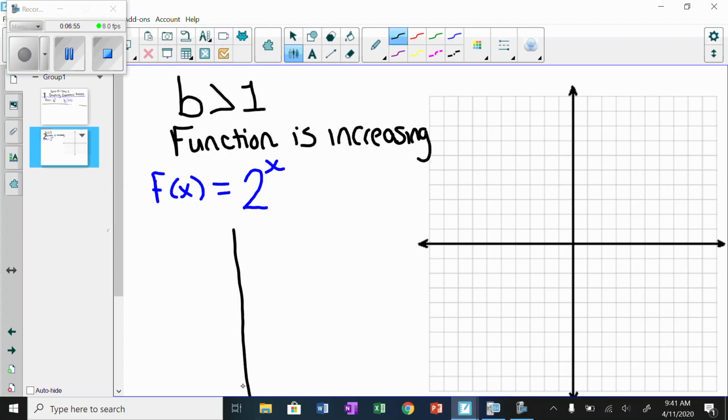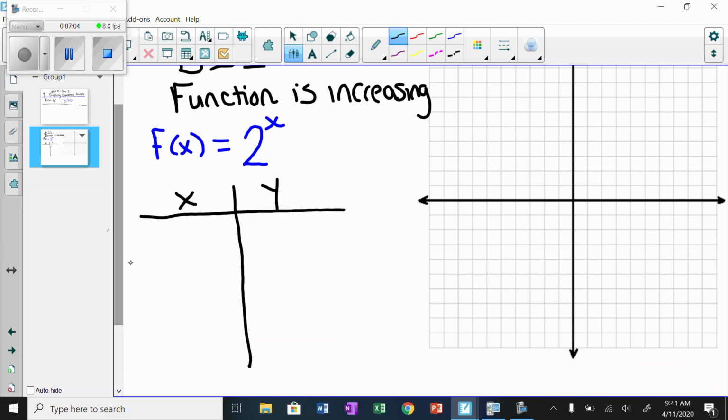So let's come up with some coordinates. I'm going to pick some x and figure out some y coordinates. So my x coordinate will be -2 first. So we're going to have 2 raised to the -2nd power, which is going to be 1 over 2 to the 2nd power, which is 1/4.